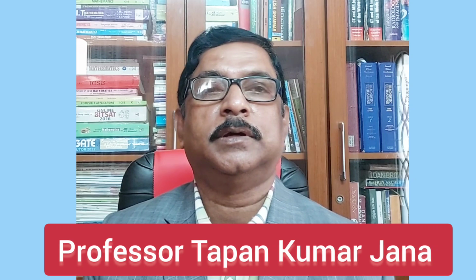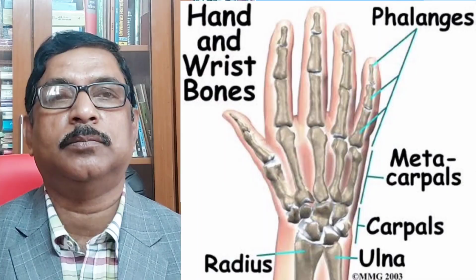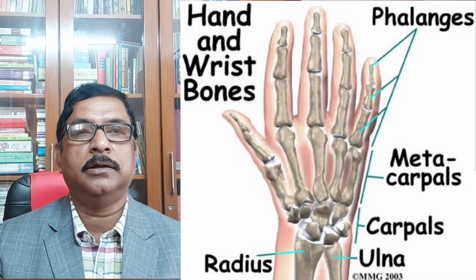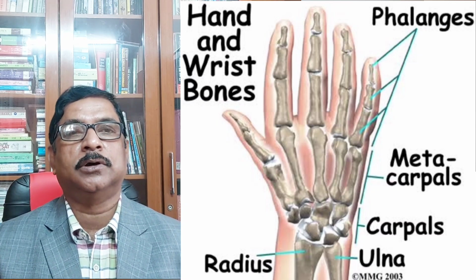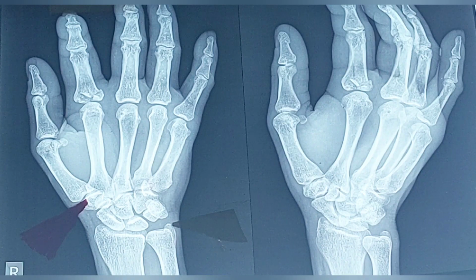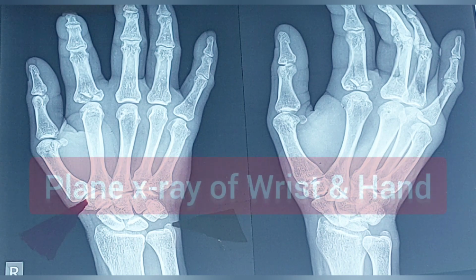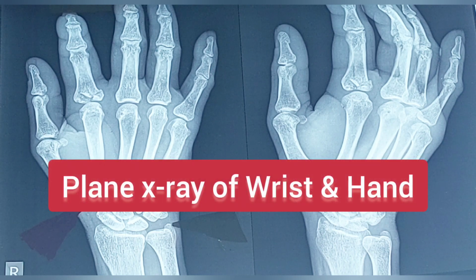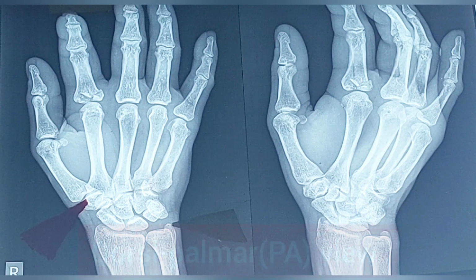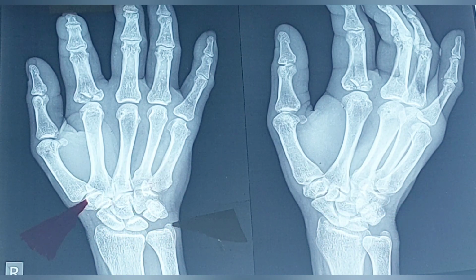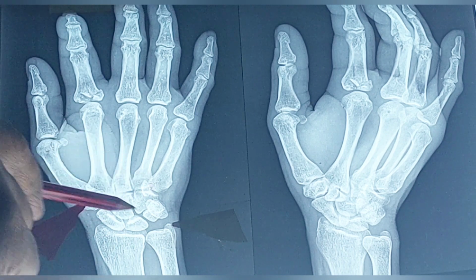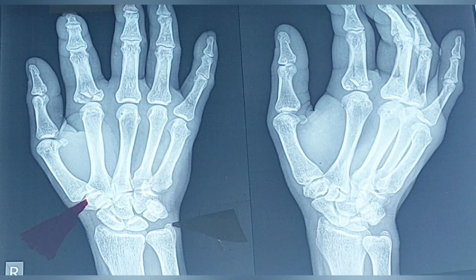Next to the shoulder region and elbow region, the third important one is the region of the wrist, including the bones and joints of the hand. I'll show you the related bones and joints of the wrist and hand. This is a plain X-ray of the region of the wrist and hand in dorsipalmar view, also called posterior view. What are the bones and joints visible in this view?